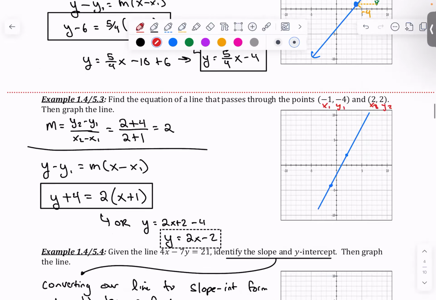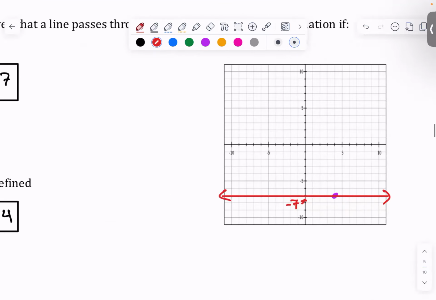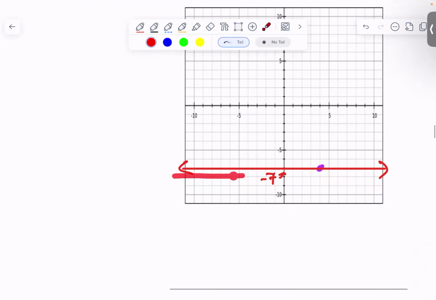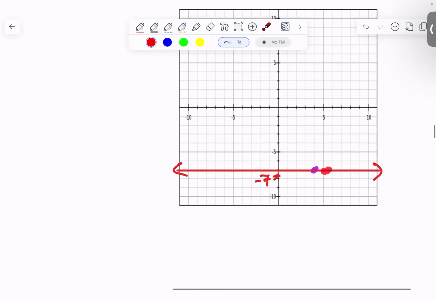So with a point 4 comma -7, if I draw a horizontal line, it has to go through -7 because that was the y value of that point right there. Every point on this line has a y value of -7, right? 5 comma -7, 10 comma -7, -8 comma -7, so on and so forth.